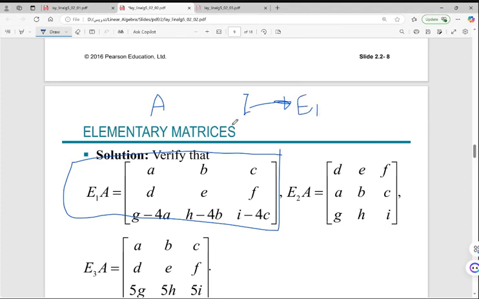Then, instead of applying that operation on A, you can compute E1A. They are the same, right? You don't apply a row operation on A. You apply it on I, you generate E1, and then you compute E1A, right? They are the same.